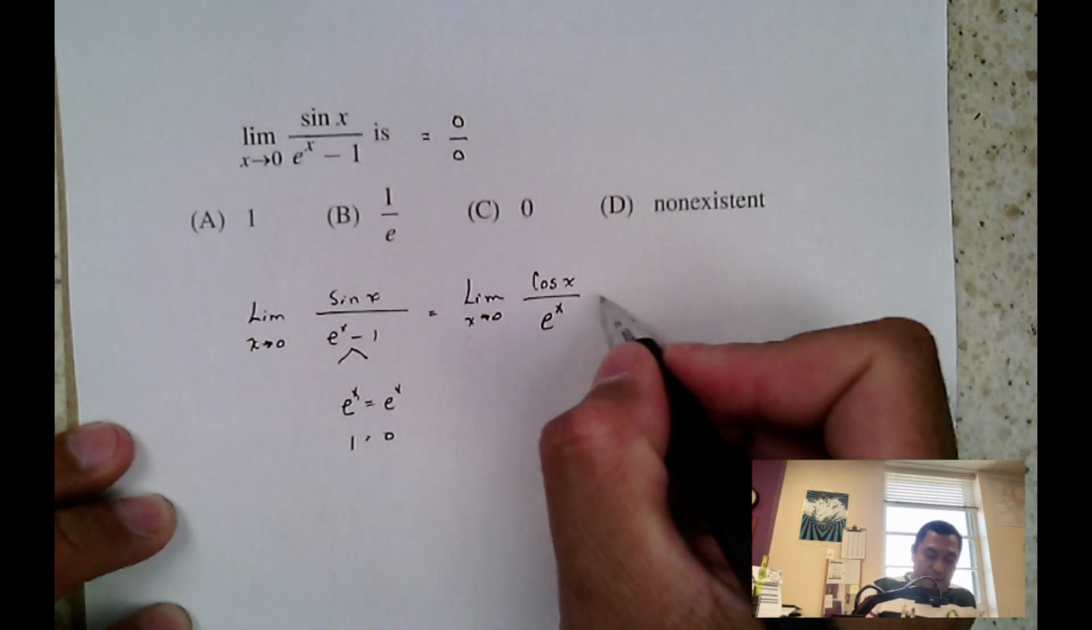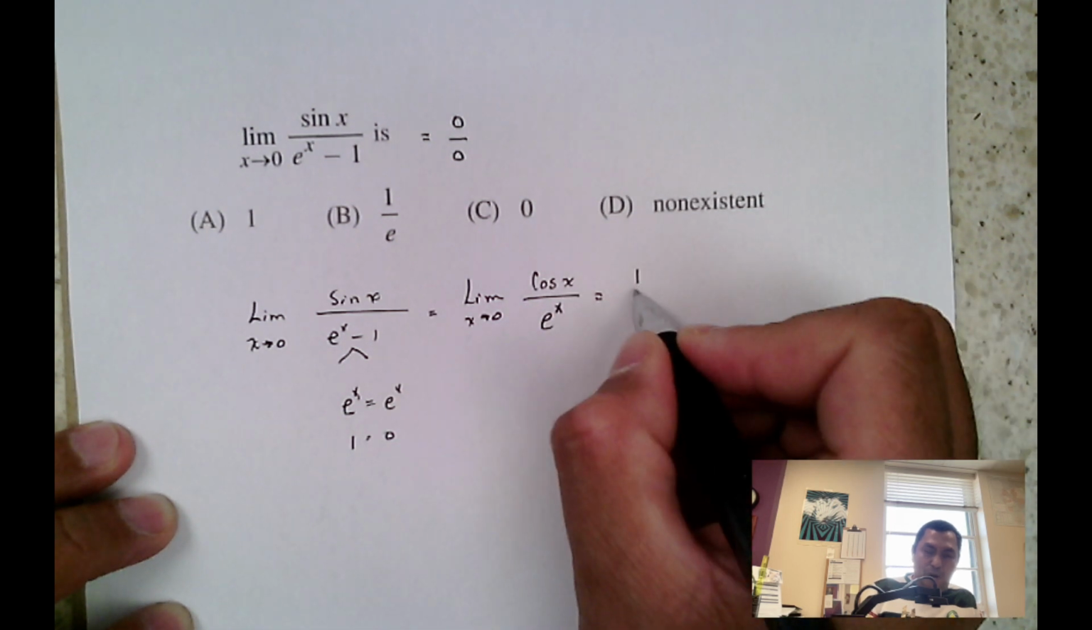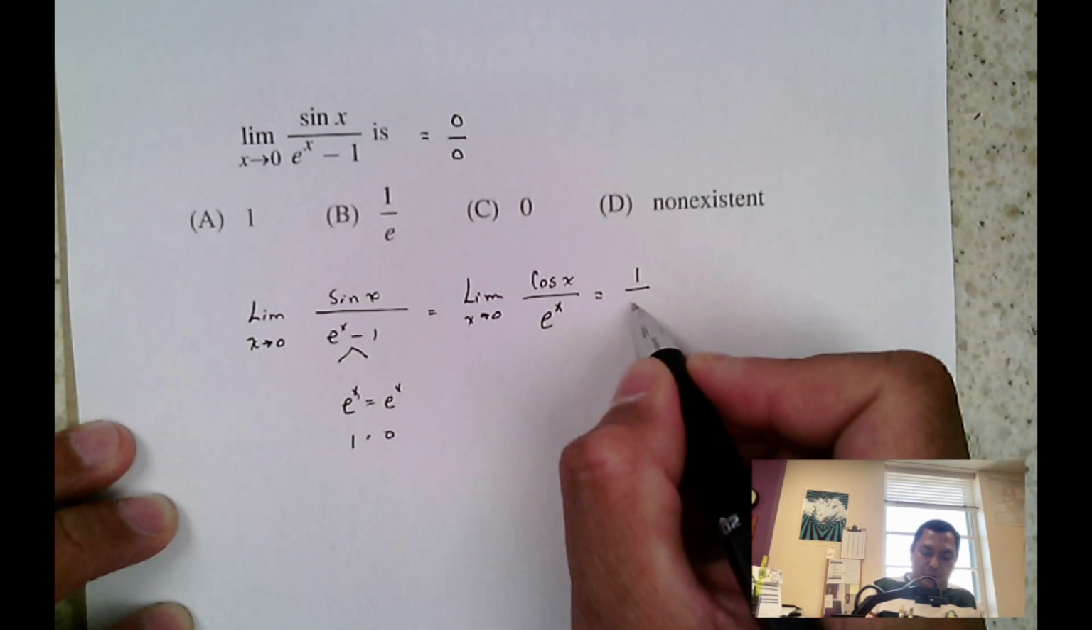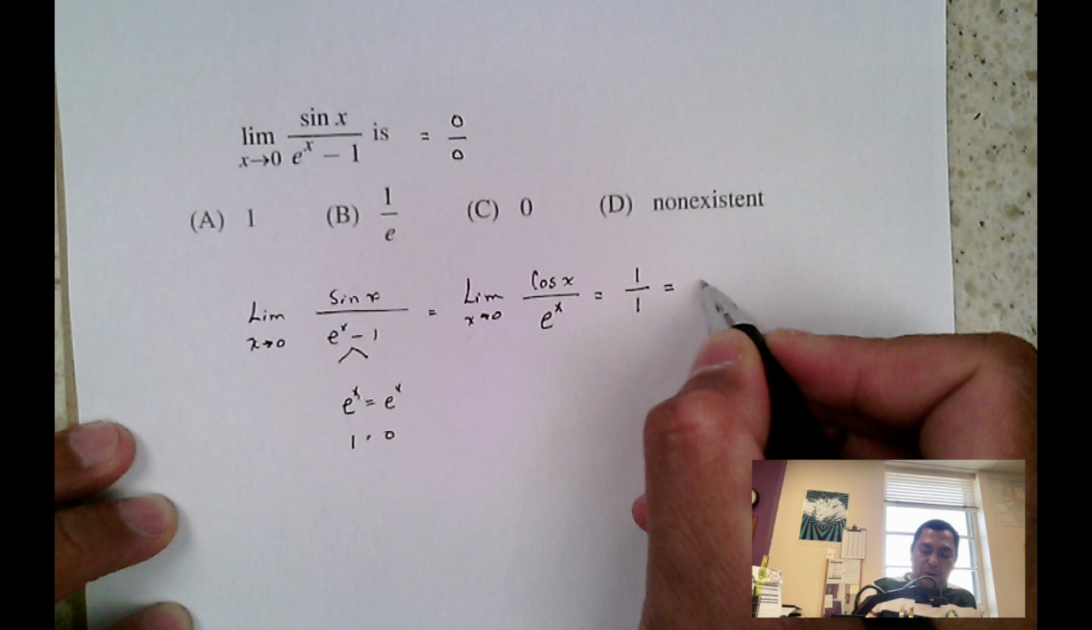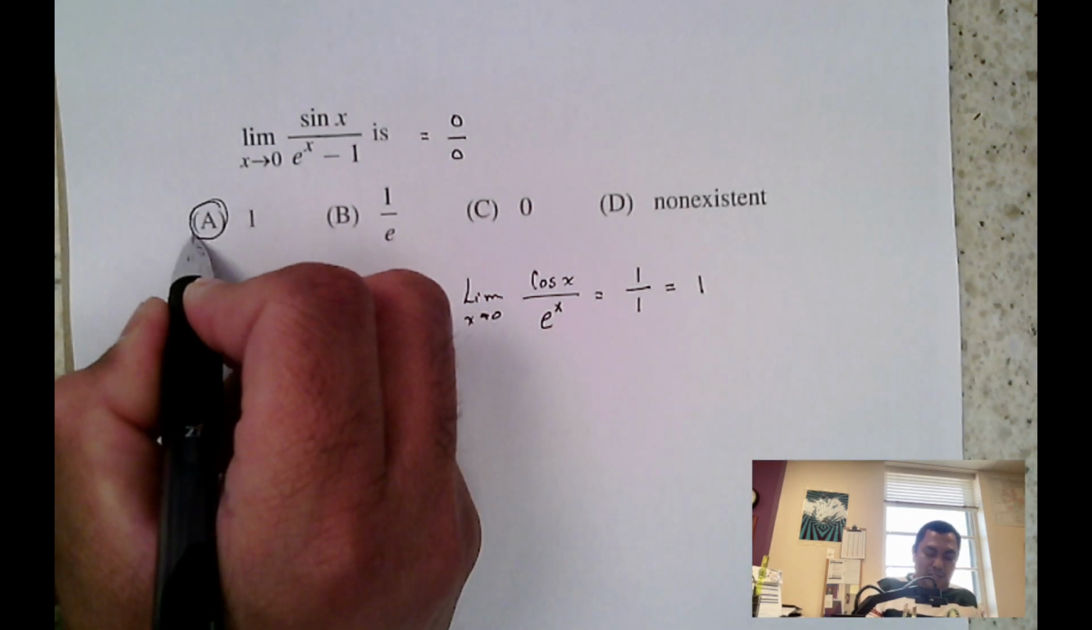Now if we evaluate, what we are going to get is cosine of 0 is 1, and e to the 0 is 1, so 1 divided by 1 is 1. So the correct answer is A.